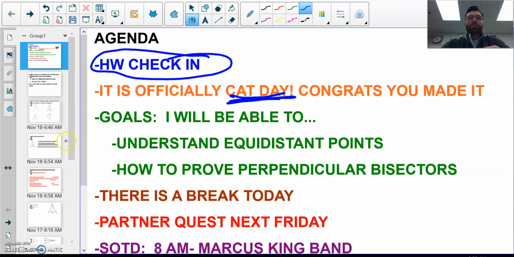But our goals today, we're going to understand equidistant points and how to prove perpendicular bisectors. We're talking all about perpendicular bisectors and angle bisectors today as well. There will be a break today, and remember we have a partner request next Friday. We have new material today, and then one more day of new material. Then we're going to be practicing everything next week.